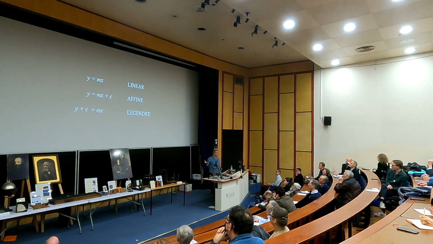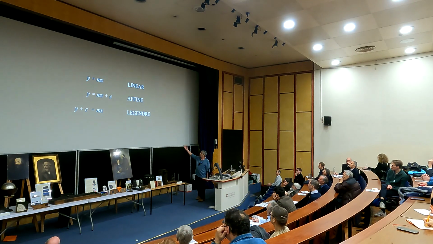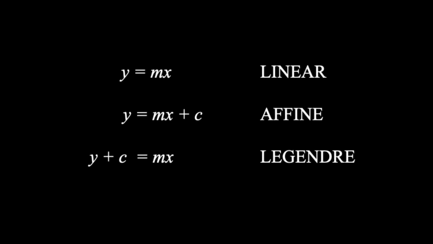So it's very easy, linear, y equals mx. Y equals mx plus c, we know from school, that's called affine. Change the sign of the c, stick it over on the other side, same equation, and you've got a Legendre transform. And what's beautiful about this is a beautiful symmetry now, because you've got your y's and your x's, and your c's and your m's.